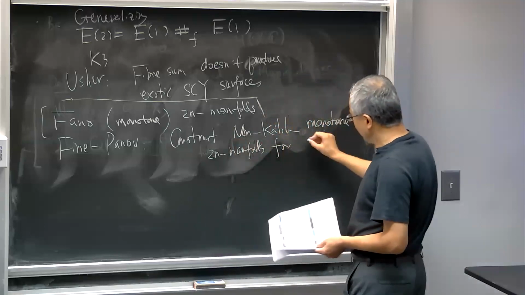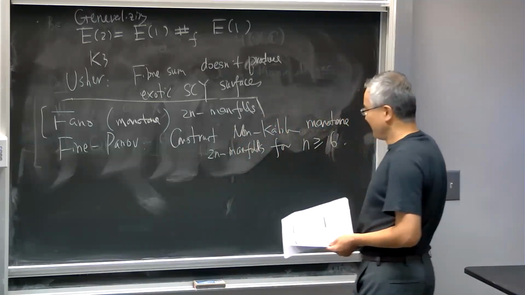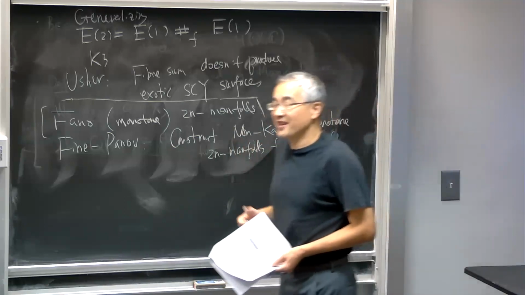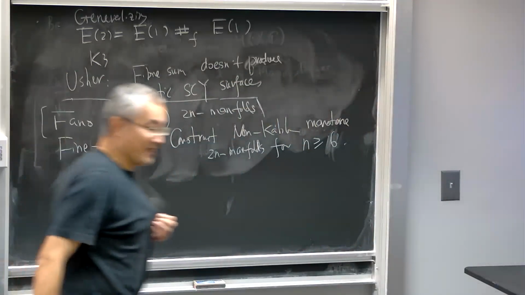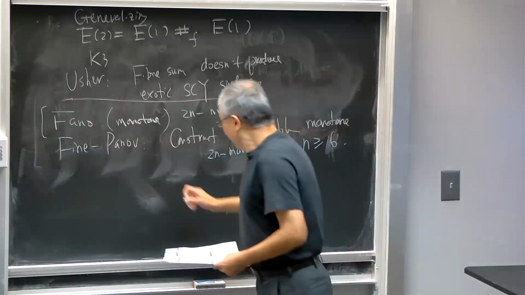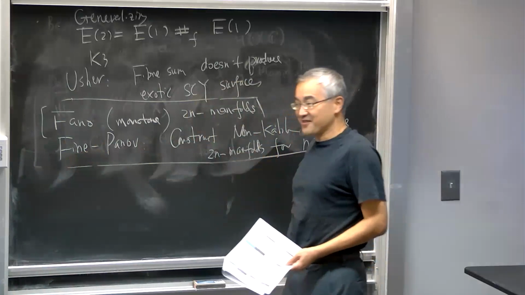And here, they can only construct complex 6-dimensional examples. So there are no 6-dimensional non-Kähler monotone examples in other dimensions. I think there are still no 8-dimensional examples. Well, I wouldn't be surprised if there are such examples.